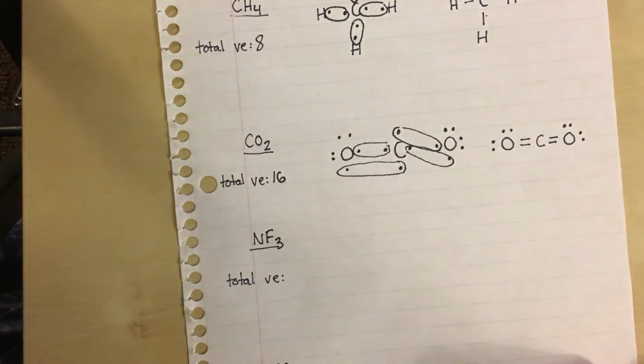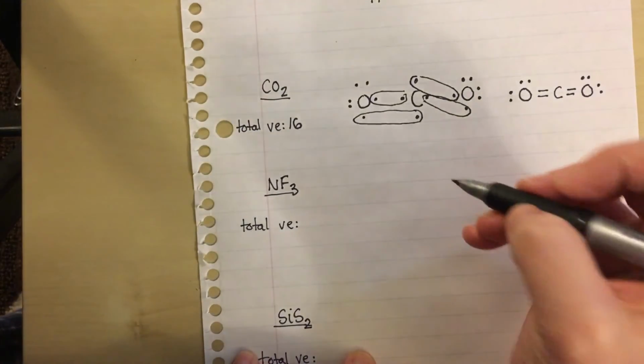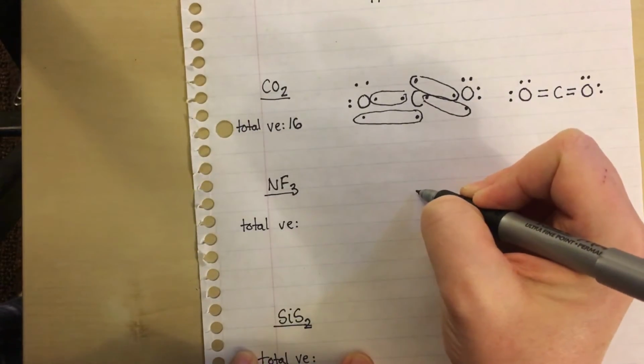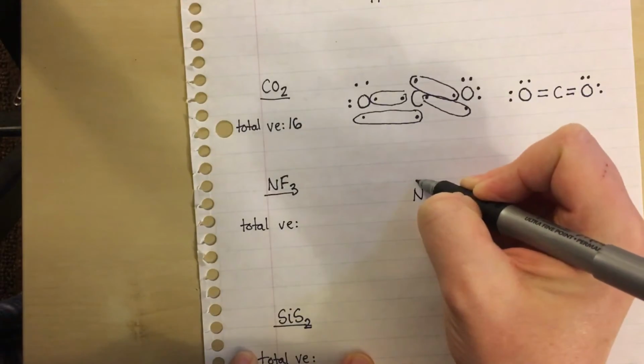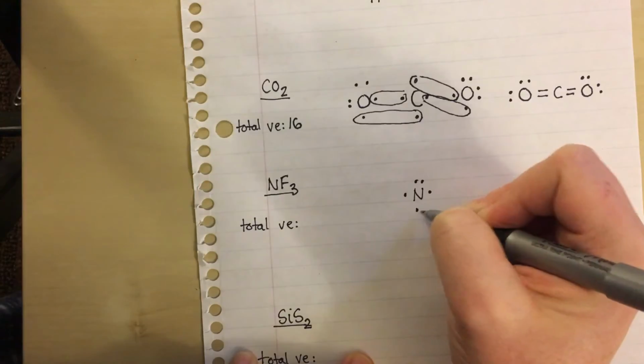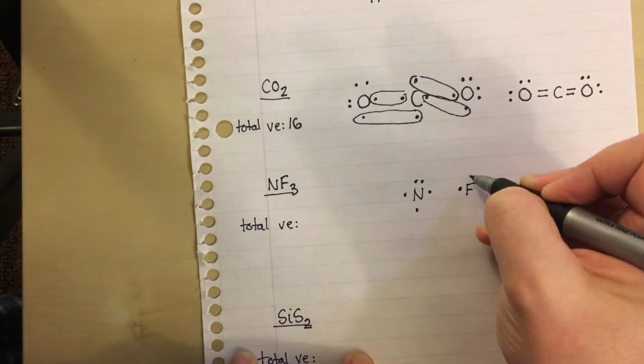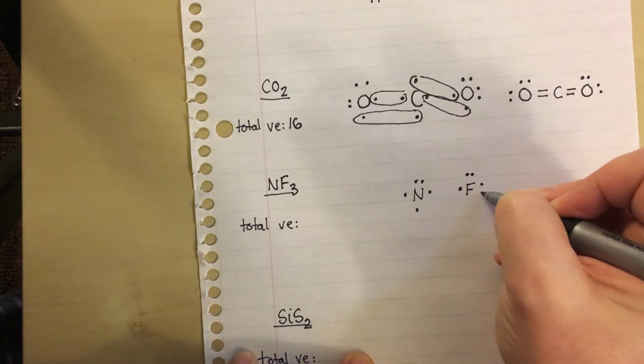And now I'm going to draw nitrogen trifluoride. There'll be a lot of electrons kicking around, so I want to keep track of them all. I'll begin by drawing my nitrogen. I know nitrogen has 5 valence electrons, and because it has 3 single electrons, it can make 3 bonds, and coincidentally, there are 3 fluorine atoms.